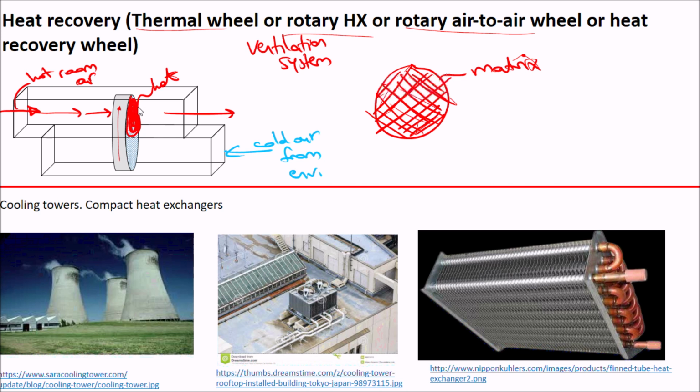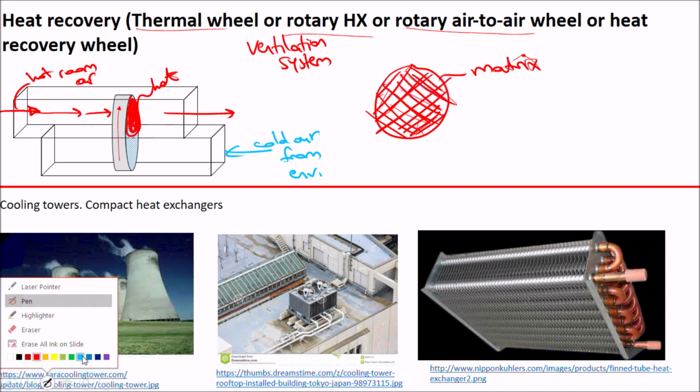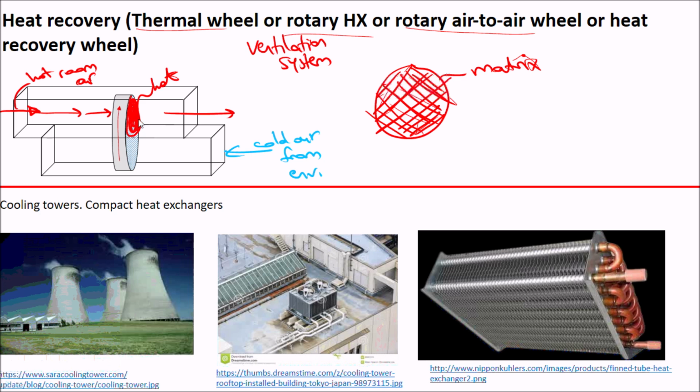As the wheel rotates, this hot part comes in contact with the cold air from the environment. Then this cold air from the environment gets the heat of the hot air that leaves the room, and then this one becomes hot here. As you notice here, we are not using the heat exchange between this hot air and the cold air, but we are using a third material, which is this matrix or the wheel here.